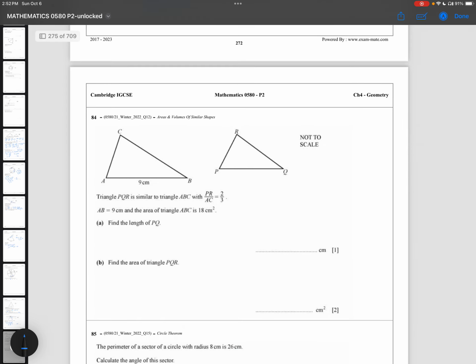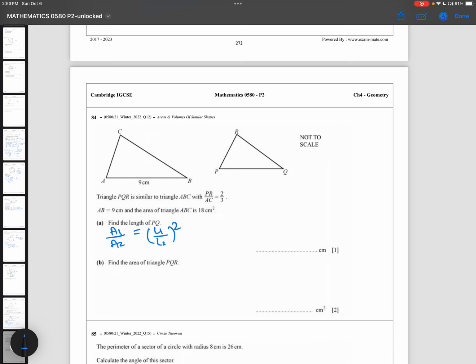Now let's do question number 84. It says triangle PQR is similar to triangle ABC with PR upon AC equal to 2 upon 3. AB is equal to 9 centimeter and the area of triangle ABC is equal to 18 centimeter square. Find the length of PQ. Okay, so we will use the similarity ratio formula of area, that is A1 upon A2 is equal to L1 upon L2 whole square.